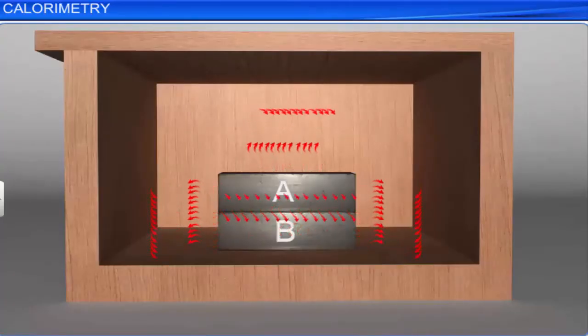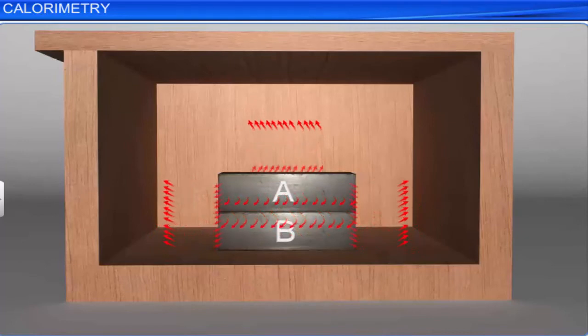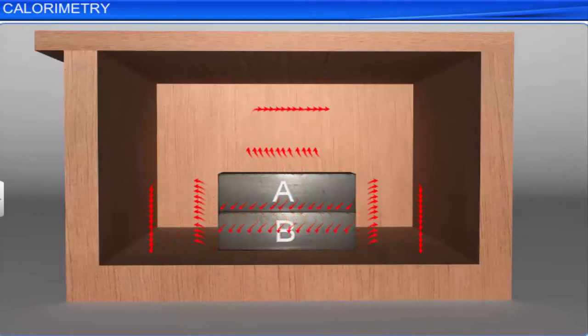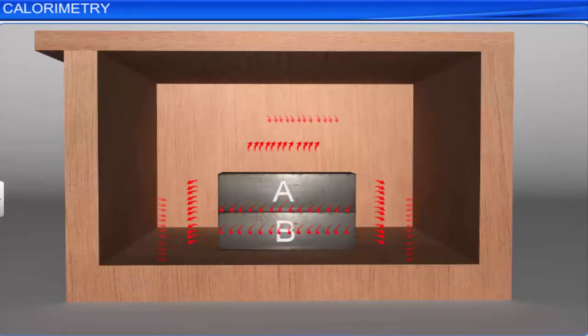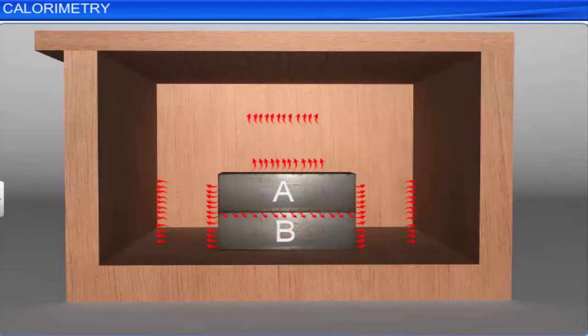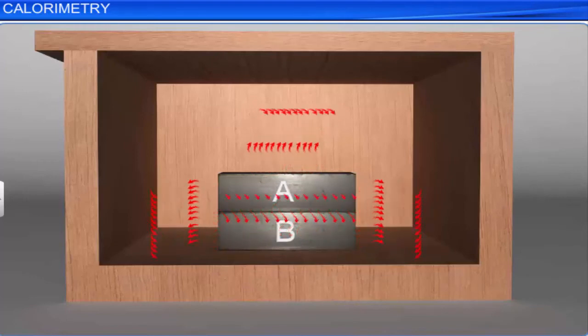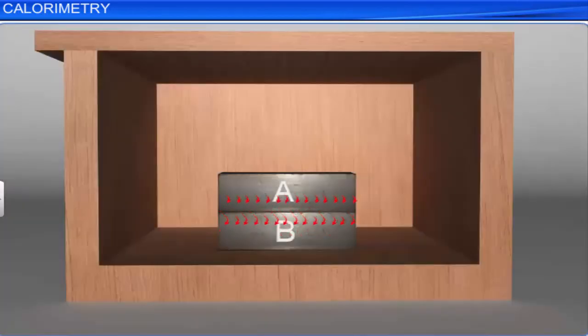This means when two or more bodies at different temperatures are brought into thermal contact, and if no heat is allowed to escape to the surroundings, then the total heat lost by the hot bodies must be equal to the total heat gained by the cold bodies. This is called the principle of calorimetry. Calorimetry is the science of measuring heat.